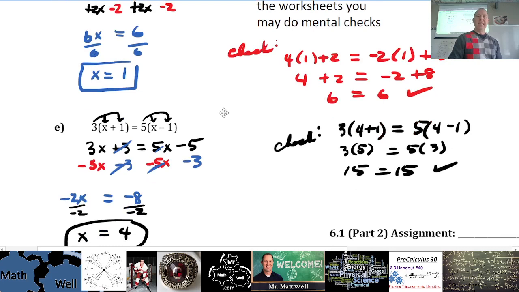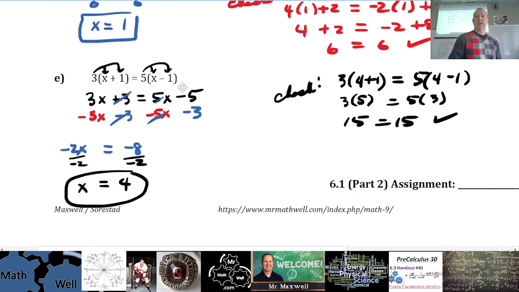Now with E, okay, there's a couple things here. You do have to distribute first. So I multiplied 3 in to all the terms of the brackets and got 3x plus 3, and multiplied 5 in and got 5x minus 5. Now, I just brought the variables over to the left side. I didn't worry about which was smaller and bigger. So you don't have to worry about that really.